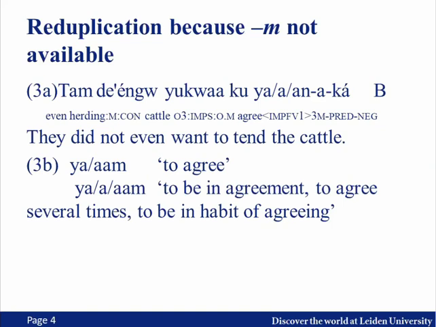Why don't we use this derivation in M for the progressive all the time? Well, sometimes it is not available, for example in verbs like ya'am. So in 3b, we have the verb ya'am, to agree. We cannot make a progressive in M with this verb, because that would look like the progressive is there twice. Not that ya'am contains a progressive, but it ends in M.